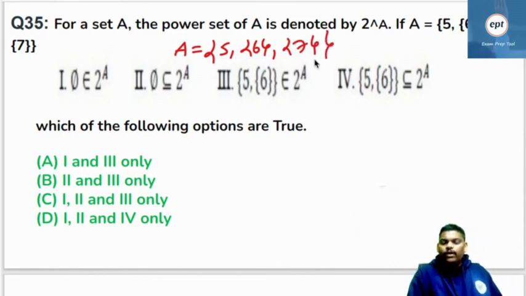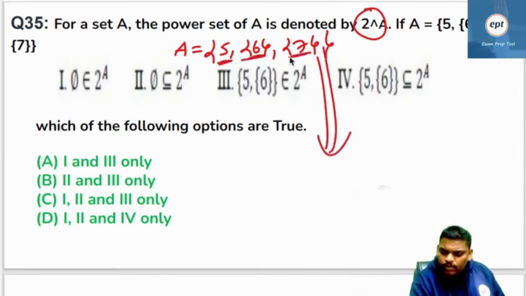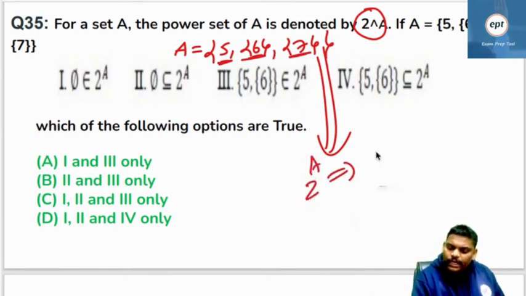A is equal to 5, 6 having bracket, 7 having bracket. Right? For a set A, power set of A denoted by 2 power A, that is okay. A is given like this. Then he is asking which one is right, which one is wrong. So remember, power set of A is 2 power A. If A contains 3 elements, power set of A, 2 power A, contains 8 elements.